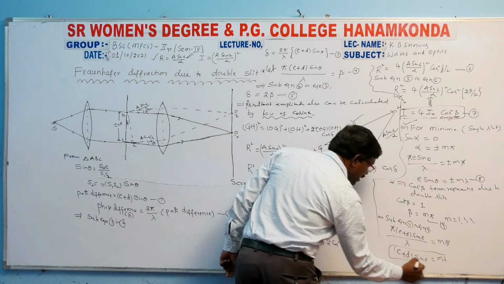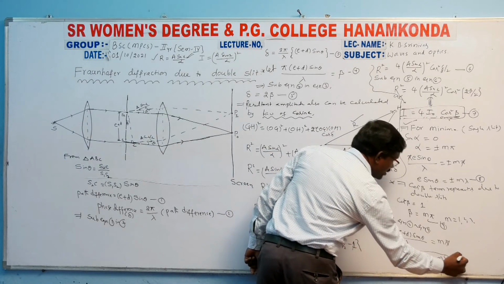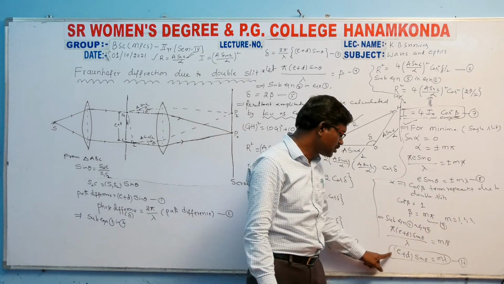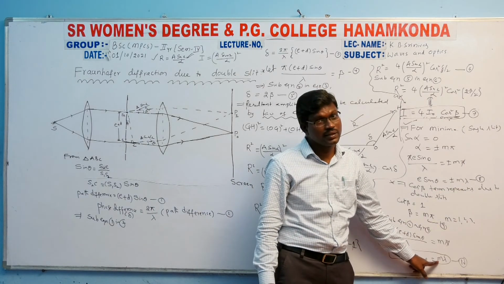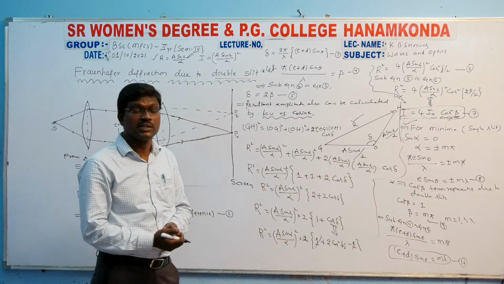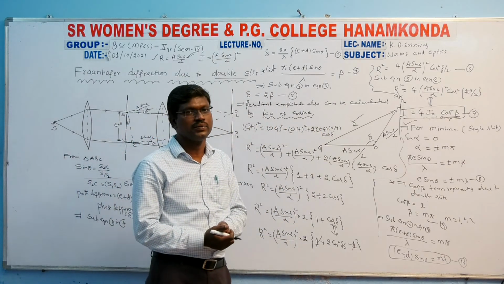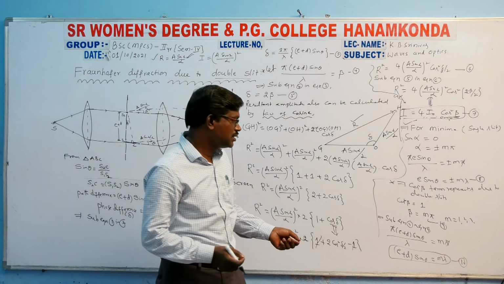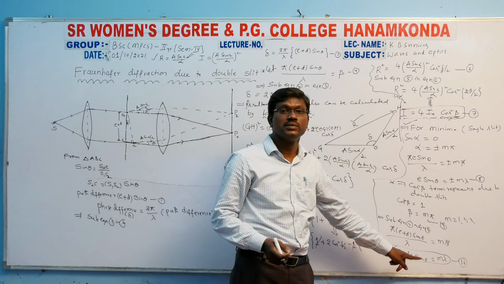This is due to double slit. Let this be equation number 10. This is due to single slit. This is due to double slit. Is that clear? Right. So we get the principal maximum when theta is equal to 0, and we get a minimum when this value is equal to 0.